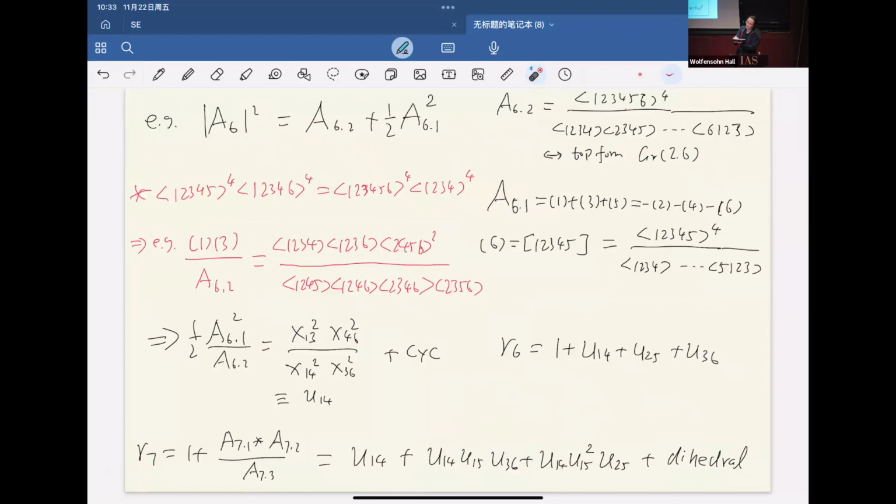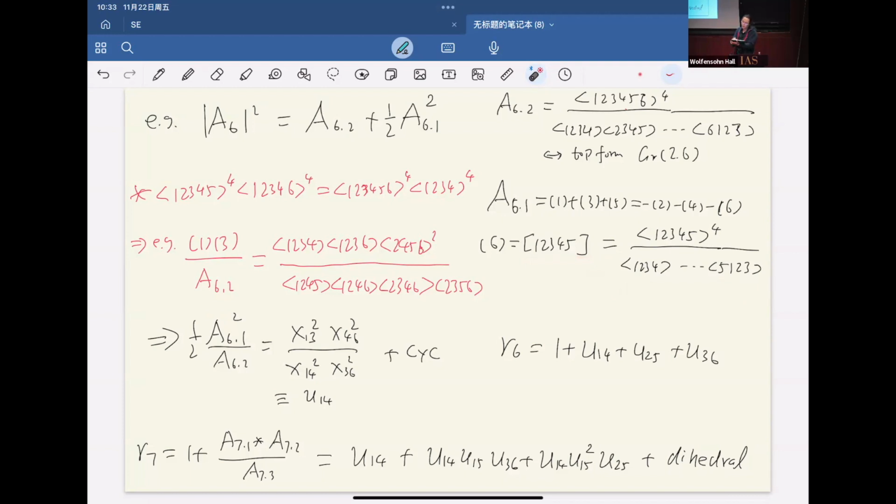The MHV bar is the top form of G(2,6). In this notation, I'm just writing the numerator as a 6 bracket. And the next-to-MHV amplitude, which I need to square, is given by the sum of some R-invariants, some Yangian invariants if you want, which I define, for example, 1, 2, 3, 4, 5 looks like that. I mean, most of you are familiar with this.